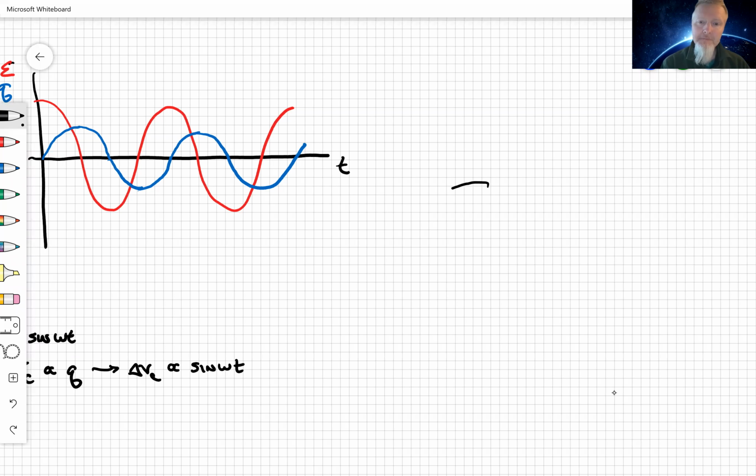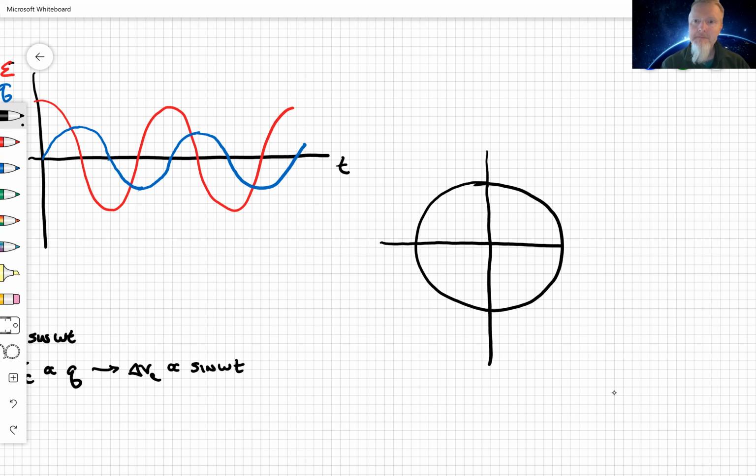Here is your phasor diagram. Okay. I'm going to warm the hand up a little bit here.